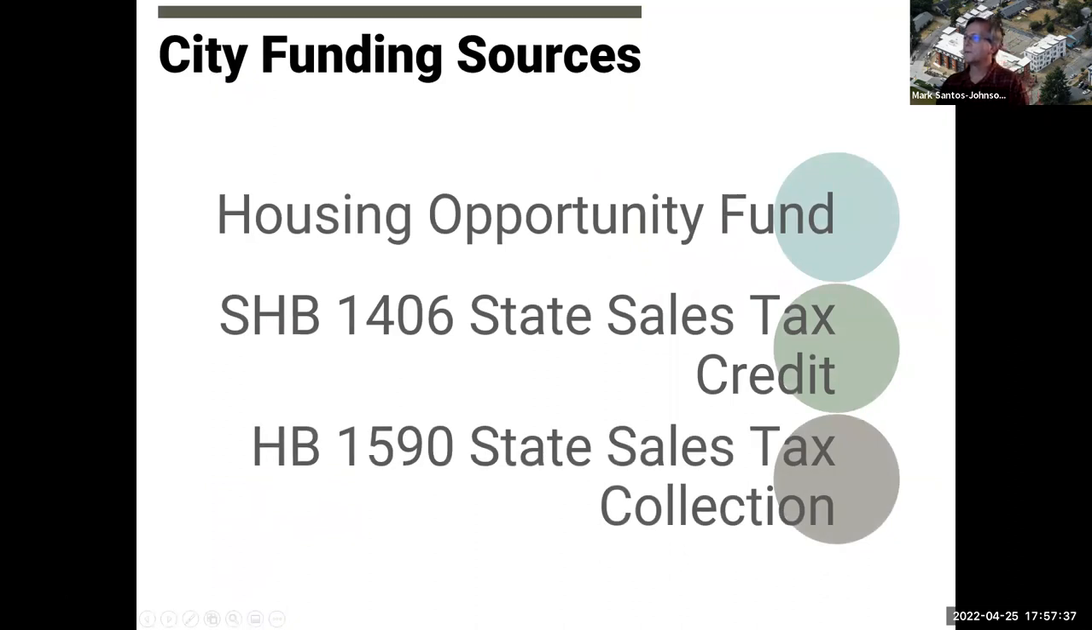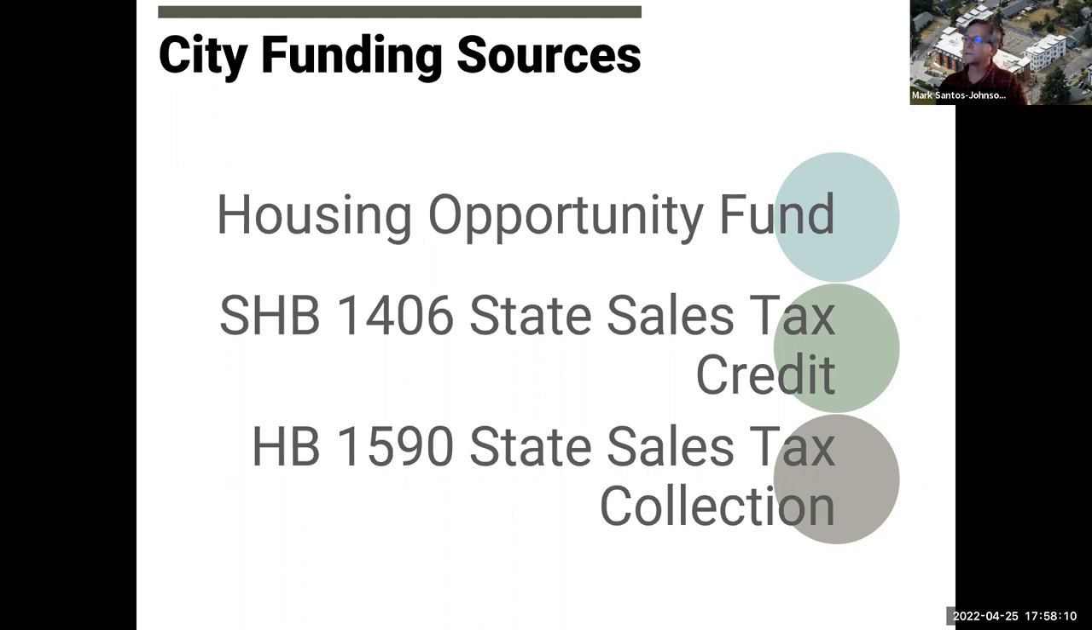As noted on this slide, the city has three primary sources of funds for affordable housing development. The City Council created the Housing Opportunity Fund in 2008 and allocated $200,000 in general funds for the fund. Proceeds supported two affordable rental housing and two affordable homeownership projects. However, the Housing Opportunity Fund is currently depleted. The City Council authorized HB 1590 in 2020 and allocated $1.5 million last year to RHA's Sunset Gardens project.